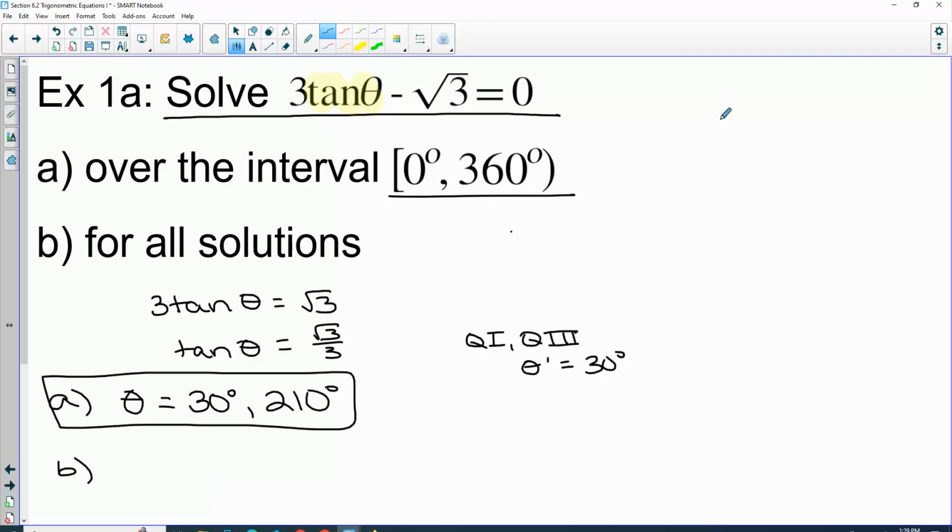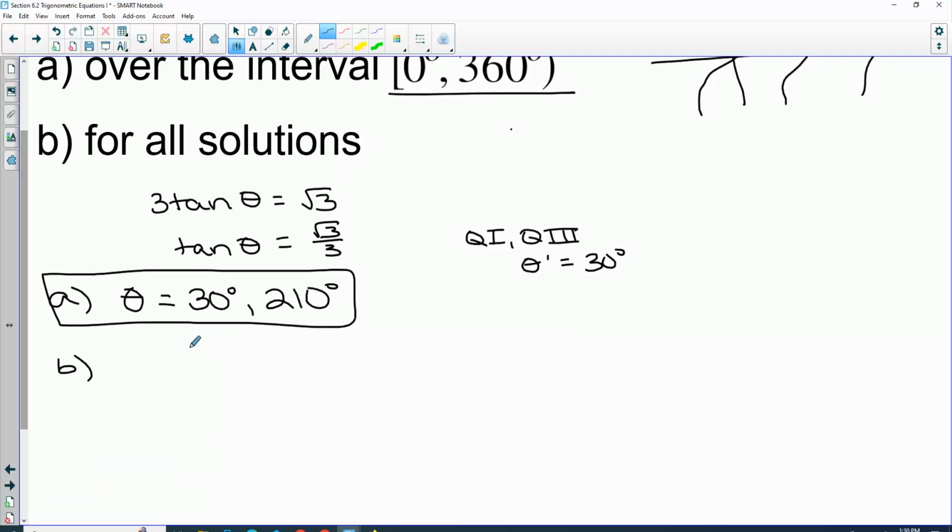Part B says for all solutions. So we know the graph of tangent looks like this, right? But it keeps going. All these trig functions just keep repeating. So isn't it going to equal radical 3 over 3 more than just 2 times? Yeah, it'll keep going. Every time you go around the circle, you're back to another point. How many degrees does it take to go all the way around the circle?